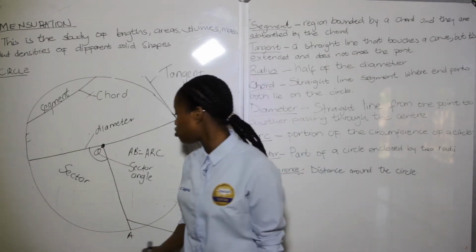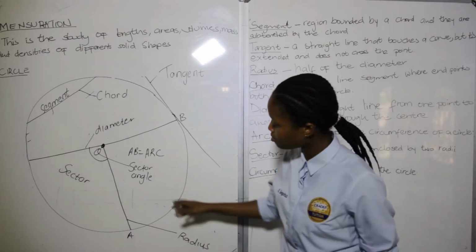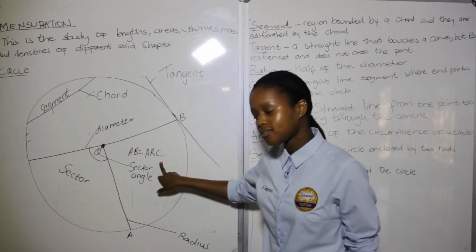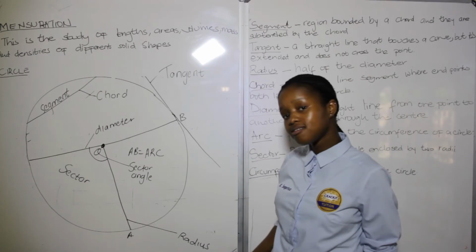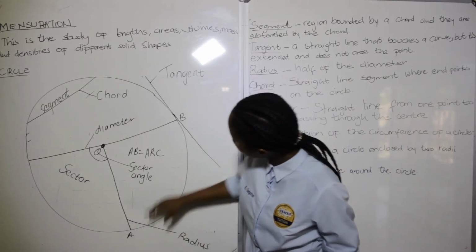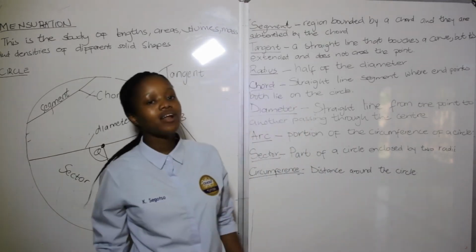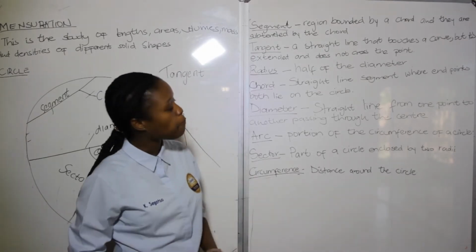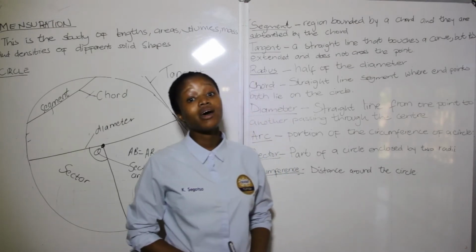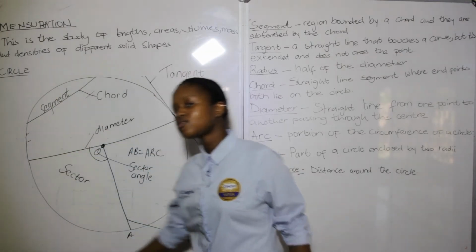So next, we are going to talk about an arc. As I've named on my circle, my AB is the arc. So what do I mean? I mean that from A to B, this part is an arc. And what do we say an arc is? It's a portion of the circumference of a circle. Maybe some of you don't know what a circumference is. Circumference is the distance around the circle.